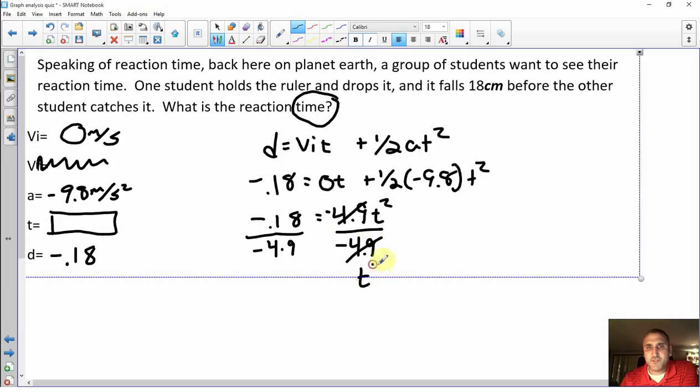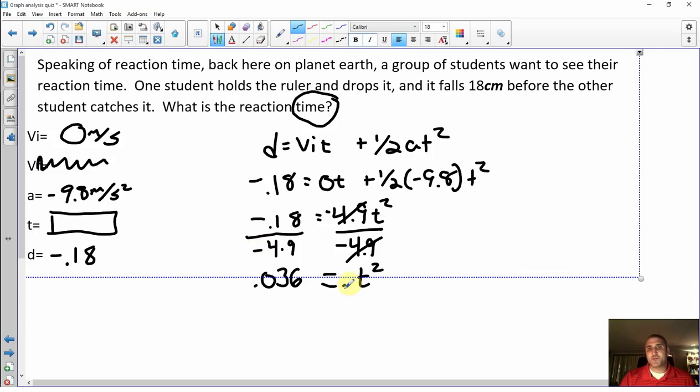So we're going to end up with t squared equals negative 0.18 divided by negative 4.9, and we're going to end up with positive 0.036. Now, it is important because last time I checked, if you try and take the square root of a negative number, because again, we want the time, not the time squared, you can't take the square root of a negative number. Your calculator is going to give you an error message. And if you saw that, you didn't remember that you had two negatives here.